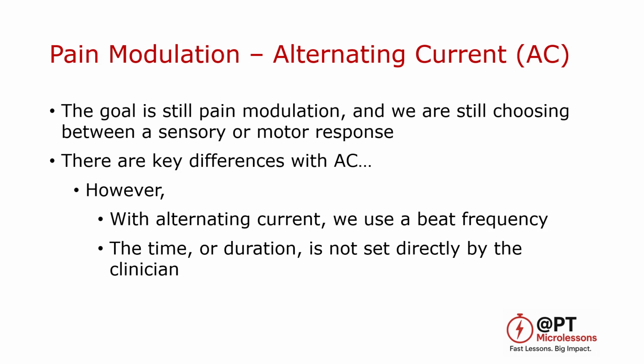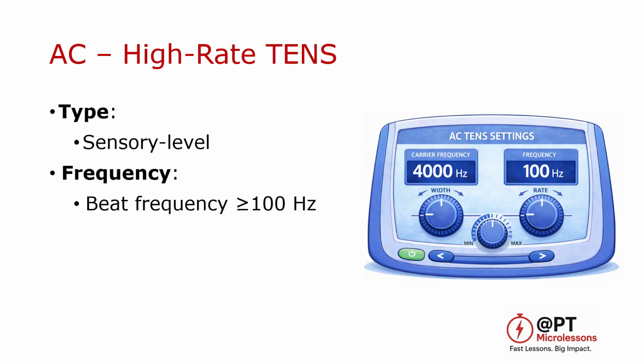The goal remains pain modulation, and we are still choosing between a sensory or a motor response. However, with alternating current, there are a few key differences to understand. Instead of setting the frequency directly, as we do for pulse current, with alternating current we use a beat frequency to determine the treatment effect. Also, for alternating current, the time or duration is not set directly by the clinician, but is determined by the device's carrier frequency.